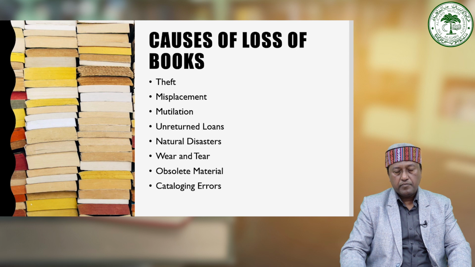Next, wear and tear. Normal wear and tear over time can result in the deterioration of books, making them unusable. This is a natural and unavoidable cause of loss. Then we have obsolete materials. Some materials become outdated or obsolete, and the library may choose to discard or replace them. While not a loss in the traditional sense, it is a planned removal of material from the collection.